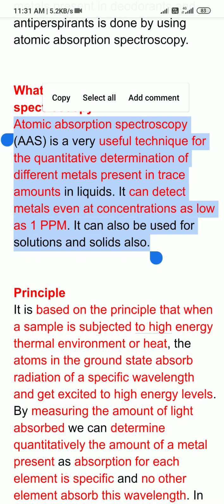Liquid here I mean to say, although liquid and solutions are almost the same thing, liquid is generally used for pure liquid, and a solution means any liquid containing metal ions. So if any metal is present in a solution, it can be detected by using atomic absorption spectroscopy.